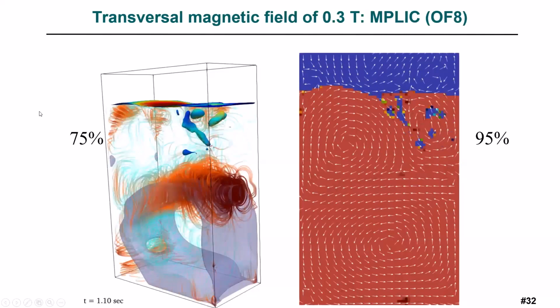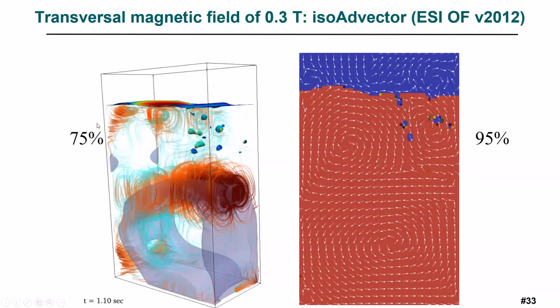And for the PLIC and MPLIC, we see that quite big bubbles are entrapped. And in the case of the IZ vector, we have many small bubbles entrapped into the domain, because you can see that there is a strong reverse flow which applies a very strong shear rate on the free surface here.